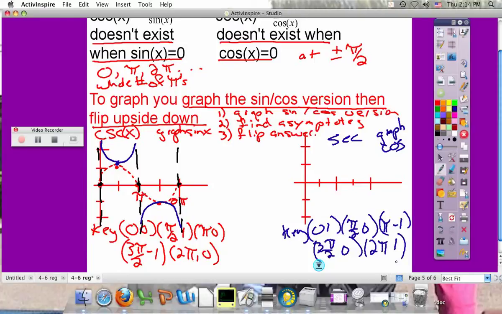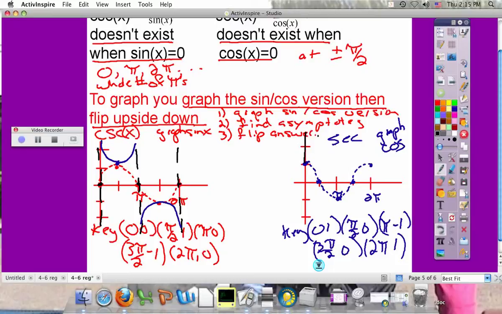So let's graph them and see what we get. At 0, we're at 1. Here's our pi and our 2 pi. 0, down to negative 1, back to 0, up to positive 1. And again, you just want to see the shape, so put dashed lines in. Then you find your asymptotes by simply filling in where the zeros are.